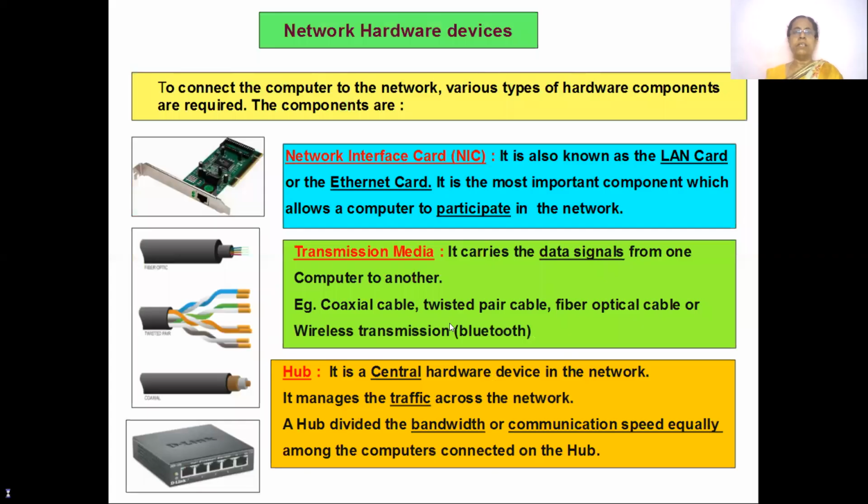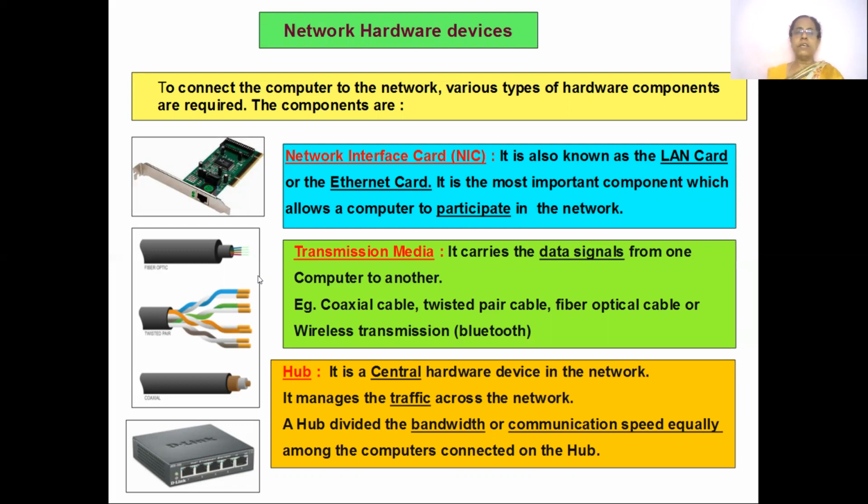Now let's learn about the network hardware devices that are necessary for us to connect on the internet. So here it says, to connect the computer to the network, various types of hardware components are required. Some of the components are here. One is a network interface card, the abbreviation is NIC. This is also called a LAN card, or another name, Ethernet card. It is the most useful component which allows the computer to participate in the network.